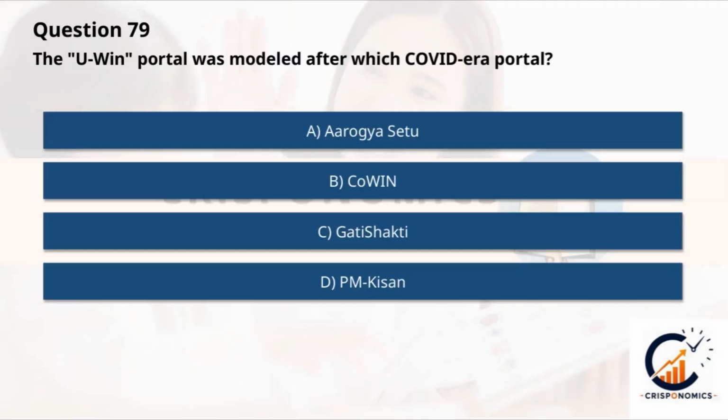Here, we're looking at a question that asks which COVID-era portal inspired the design of the UN portal. The options include Arajya Setu, CoWIN, Gati Shakti, and PM Kisan. Each of these played a significant role during the pandemic, but one served as the model for this new initiative. This question helps us connect past digital responses to current innovations.